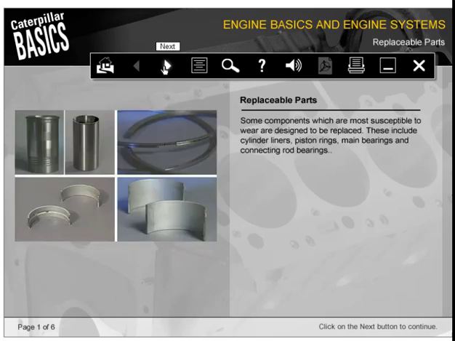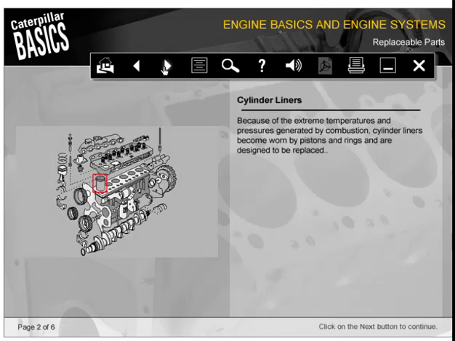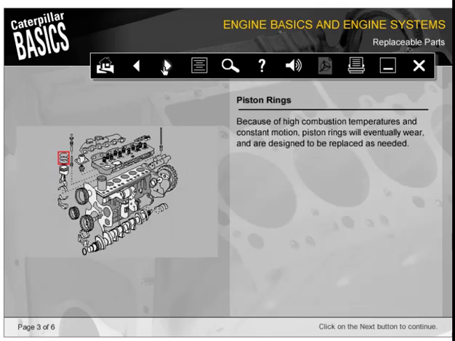Some components which are most susceptible to wear are designed to be replaced. These include cylinder liners, piston rings, main bearings, and connecting rod bearings. Because of the extreme temperatures and pressures generated by combustion, cylinder liners become worn by pistons and rings and are designed to be replaced. Because of high combustion temperatures and constant motion, piston rings will eventually wear and are designed to be replaced as needed.